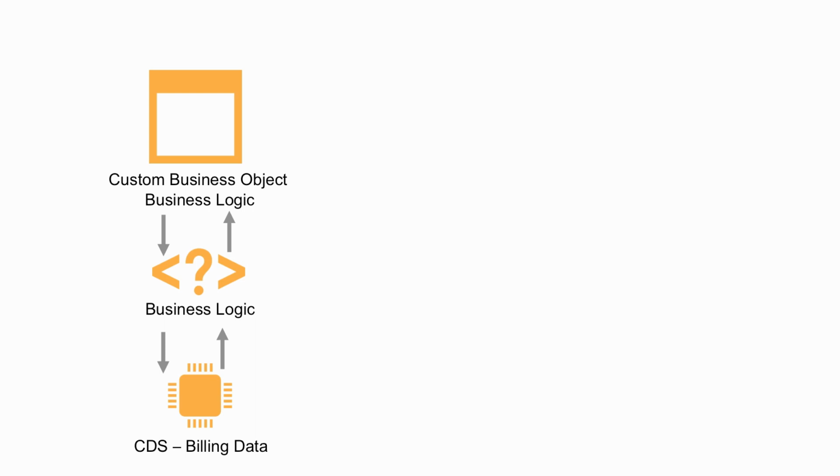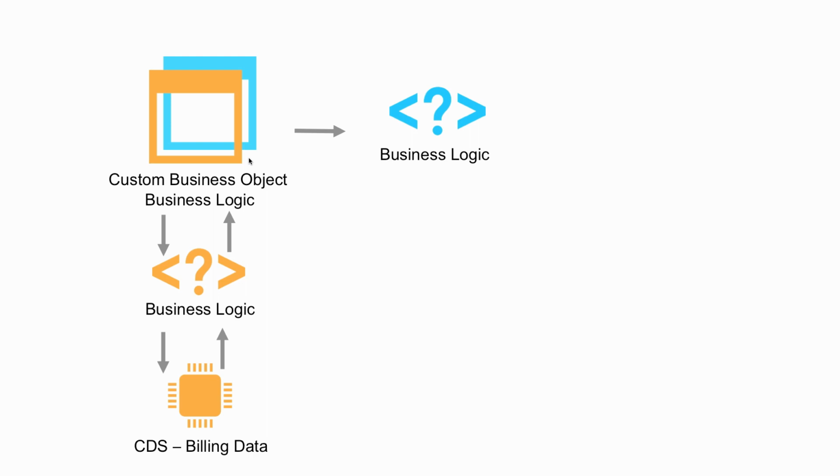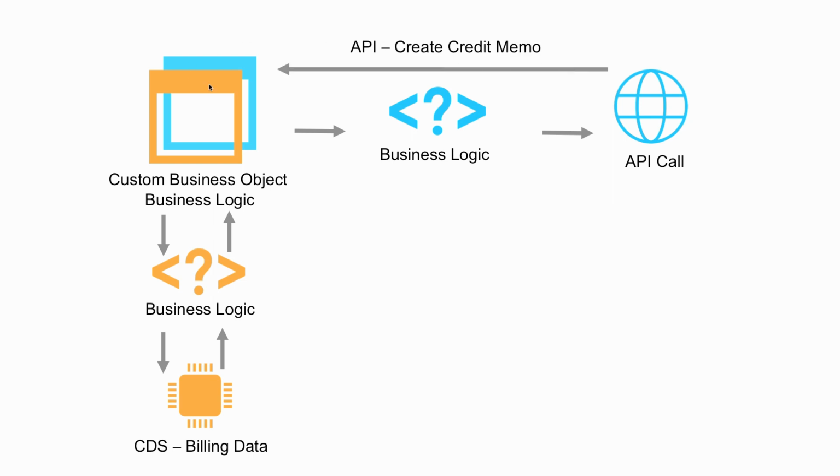So what we did, again leveraging the extensibility within the custom business object, was add additional business logic to this custom business object, and what that did was make an API call to our S/4HANA Cloud system. So the S/4HANA Cloud system is, if you like, calling itself, but it looks as though it's being called from the outside world.